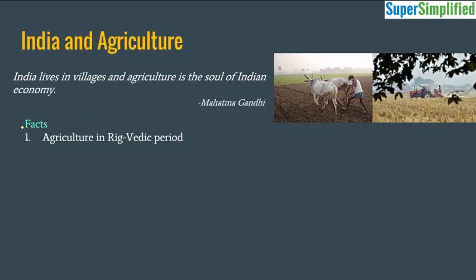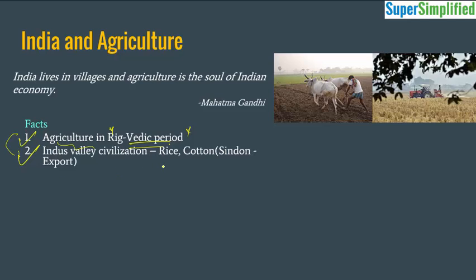So if we talk about Indian agriculture, then we have to start from history. Agriculture is also mentioned in Rigvedic literature. They mention the seasons, the types of soils, and certain crops also. Then came the Indus Valley civilization, where we have proof that rice and cotton were grown at that time, and cotton was known as Sindhan because of the Sindhu river, and it was also exported to other countries.